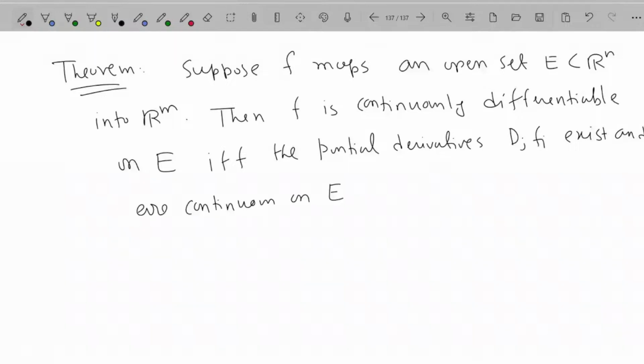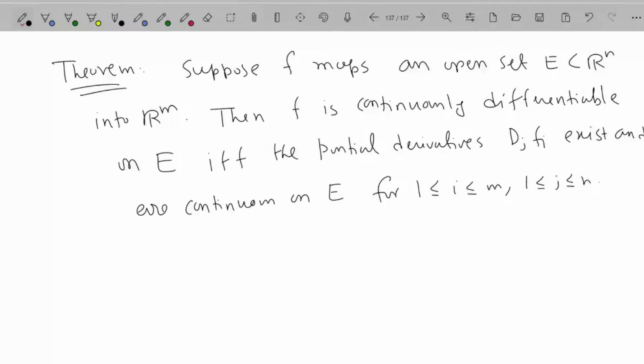for 1 less than or equal to i less than or equal to m, 1 less than or equal to j less than or equal to n. So it says that on a set E, the total derivative at each point will exist. Not only that, F dash is a continuous function if and only if all the partial derivatives exist on E and they are continuous on E. They should be continuous on the whole of E.